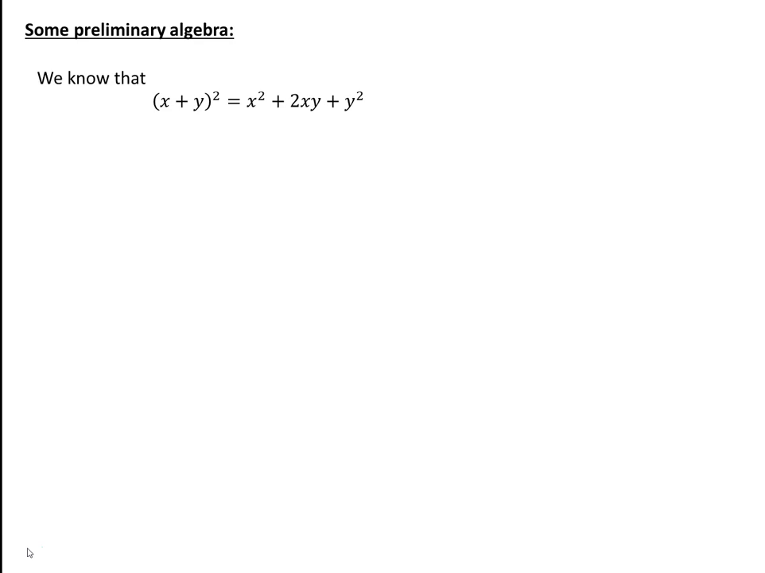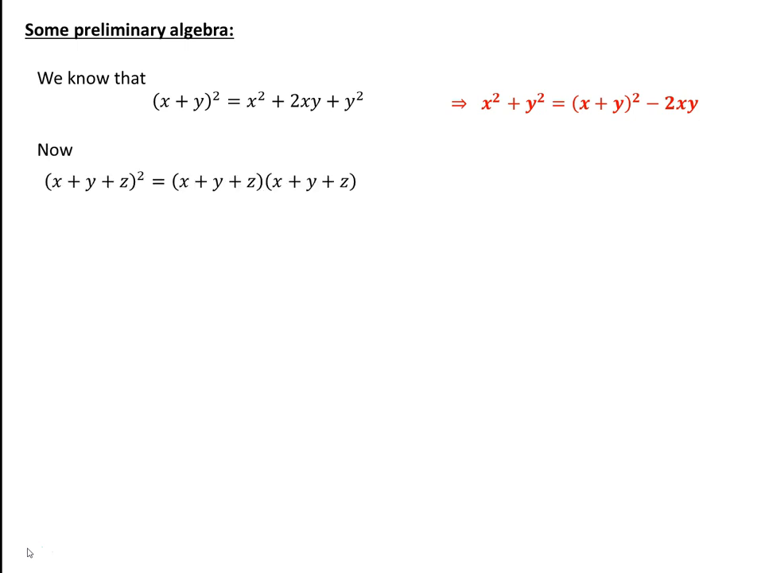We already know that (x + y)² is equal to x² + 2xy + y². And in the previous video, we made use of the fact that that enabled us to say that x² + y² is equal to (x + y)², take away 2xy.